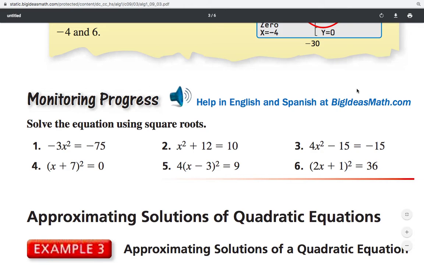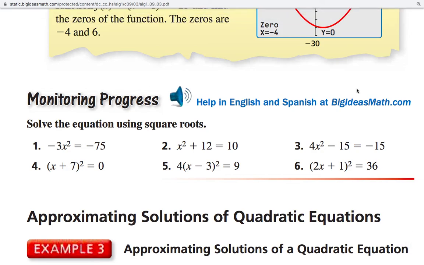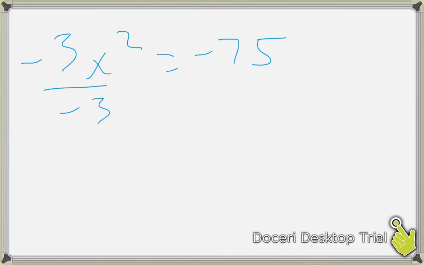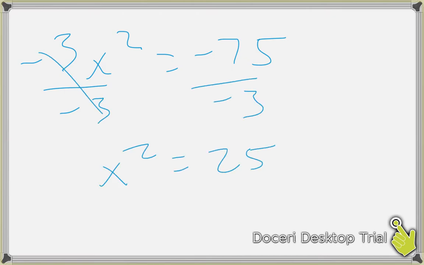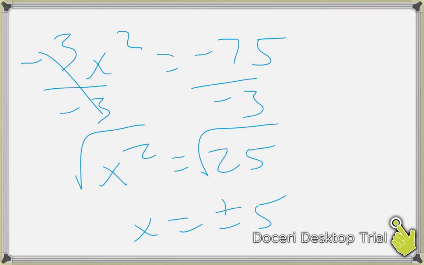All right, so let's talk about those answers, okay? So let's get that whiteboard back up. We can talk about it. That first one, negative 3x squared equals negative 75. You got to get the x squared by itself, so divide by negative 3. That's x squared is equal to 25, a positive 25. We take the square root of both sides, and we get plus or minus 5 for that, okay?